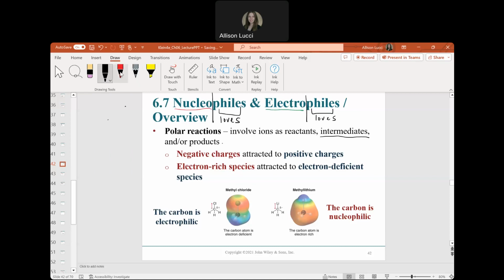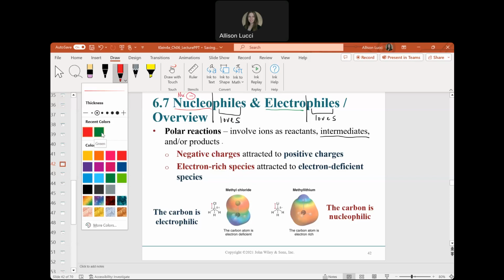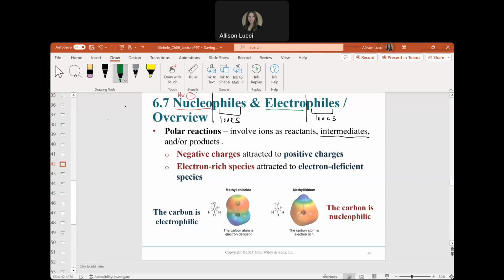A nucleophile is, in general, a negatively charged species, and it's sometimes abbreviated Nu, and that is seeking out a positive charge or a nucleus, which is positive. And an electrophile, we'll see that that's sometimes abbreviated with this E plus symbol, and that's looking for electrons or a negative charge. So we know that negative charges are attracted to positive charges, and that's the whole premise behind these nucleophilic and electrophilic reactions.